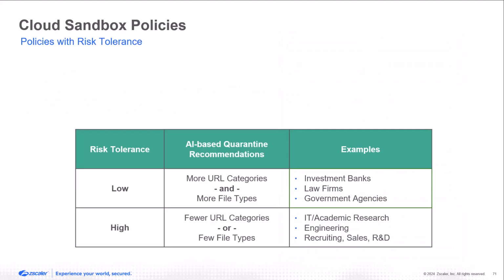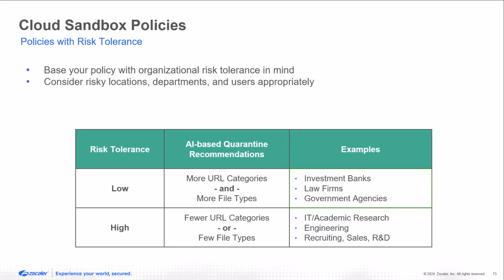Another way to look at sandbox policies or cloud sandbox policies is to look at them from the lens of risk tolerance. You can base your policy with organizational risk tolerance in mind. You can consider risky locations, departments, and users appropriately, but also risky destinations. You can make exceptions as granular as possible to maintain the maximum security posture. There are 2 ways to go about it.